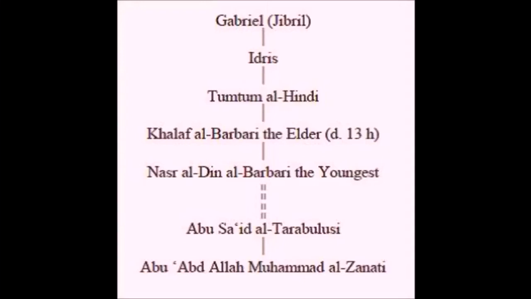In other cases, the mythical transmitters are substituted with other ones of equivalent role. For instance, Idris can be assimilated to Hermes Trismegistus, Thoth, the prophet Daniel, and Enoch, whereas instead of Tumtum al-Hindi, we could find Ptolemy. Furthermore, in some cases, it is possible to find Sem, Ham, the Sibyl, Pythagoras, Abraham, Moses, or Christ.